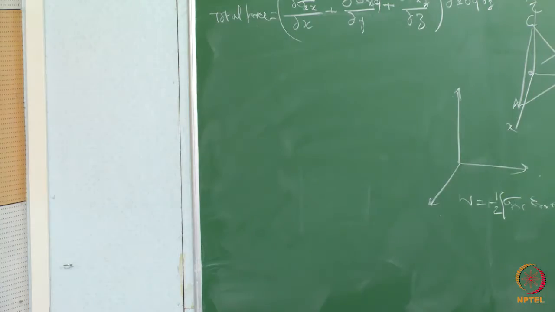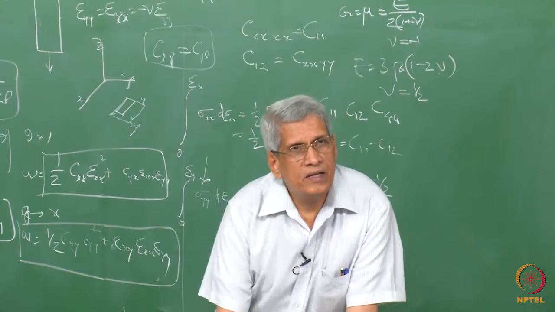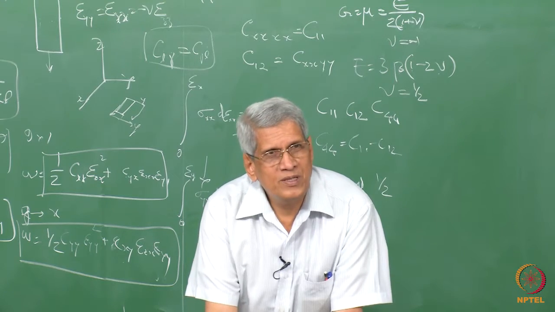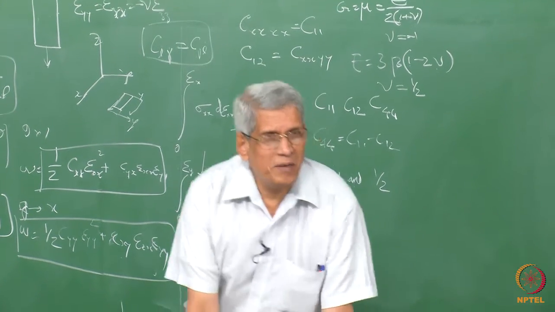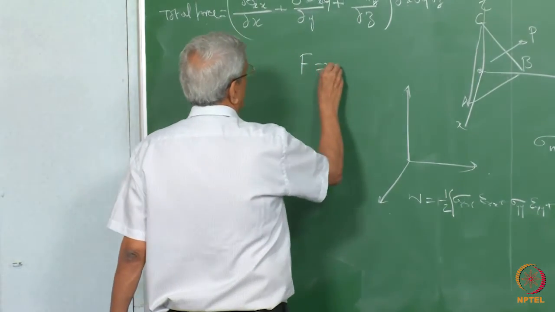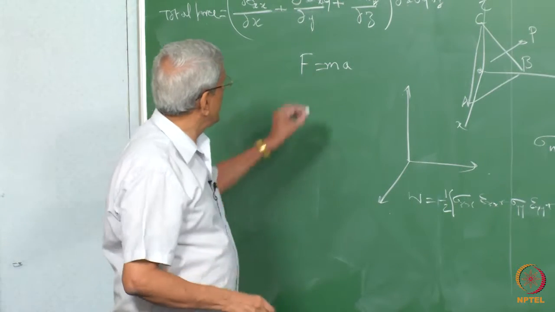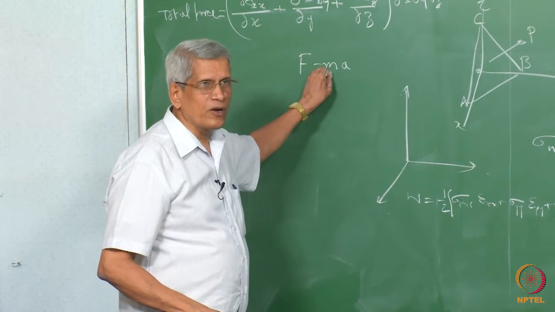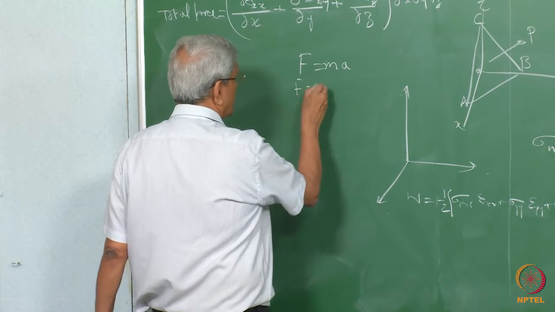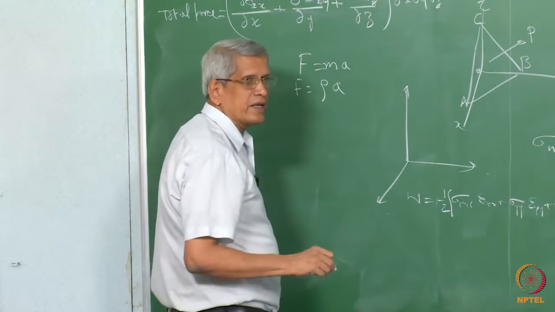Now, suppose this force is acting on a sample, and a net force exists. Then how can we describe a force? By Newton's law, we can describe this force as mass into acceleration, okay? And if we want it per unit volume, we can write this in terms of density. Then this will be rho into A, correct?